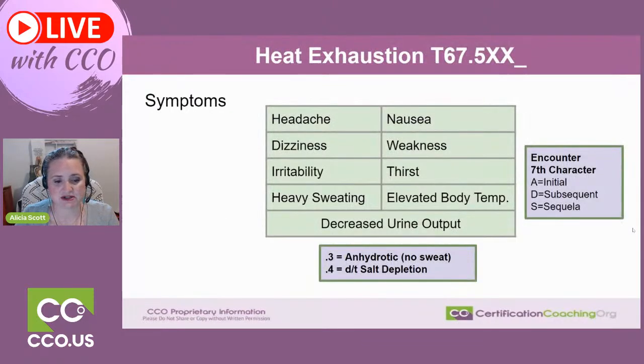With heat exhaustion, you'll notice that the signs and symptoms, these seem very familiar to you, I'm sure, but somewhat similar. This code is going to be T67.5. However, the code might not always be 5. It could be .3 or .4. We'll talk about that in a moment. But it also has the seventh character as A initial encounter, D subsequent, and S sequela.